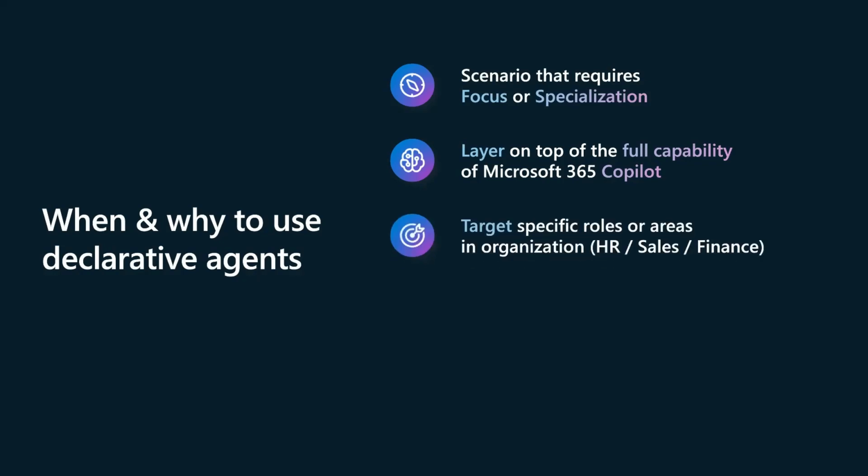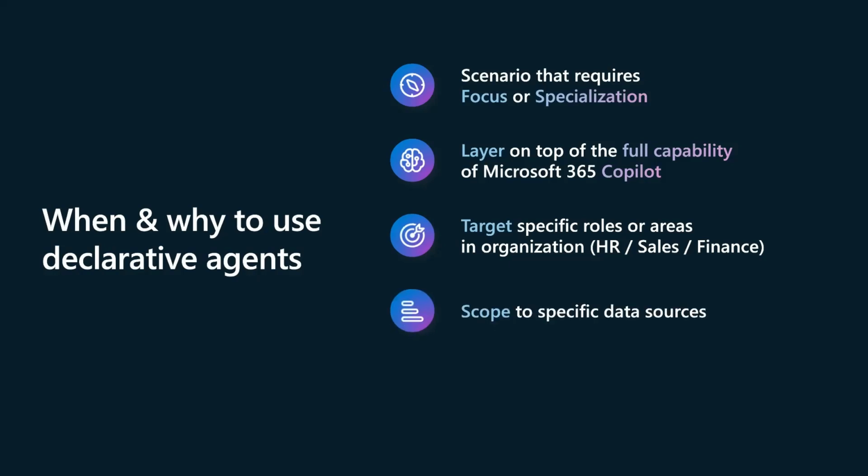The other one is to target specific roles and areas in the organization. So now you're moving to a team or department level. You can have an HR agent where people can ask questions about the time off request process, the vacation request, or employee benefits. Instead of going to SharePoint all the time to look for and interpret that information, the agent would ground your prompts on it and generate the insights.